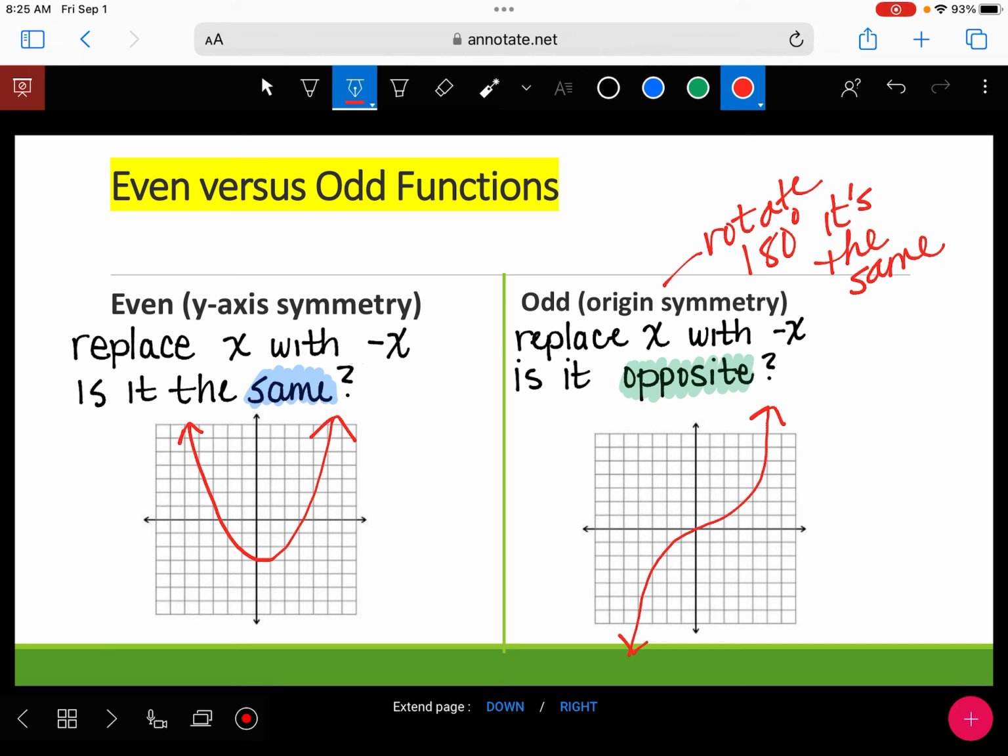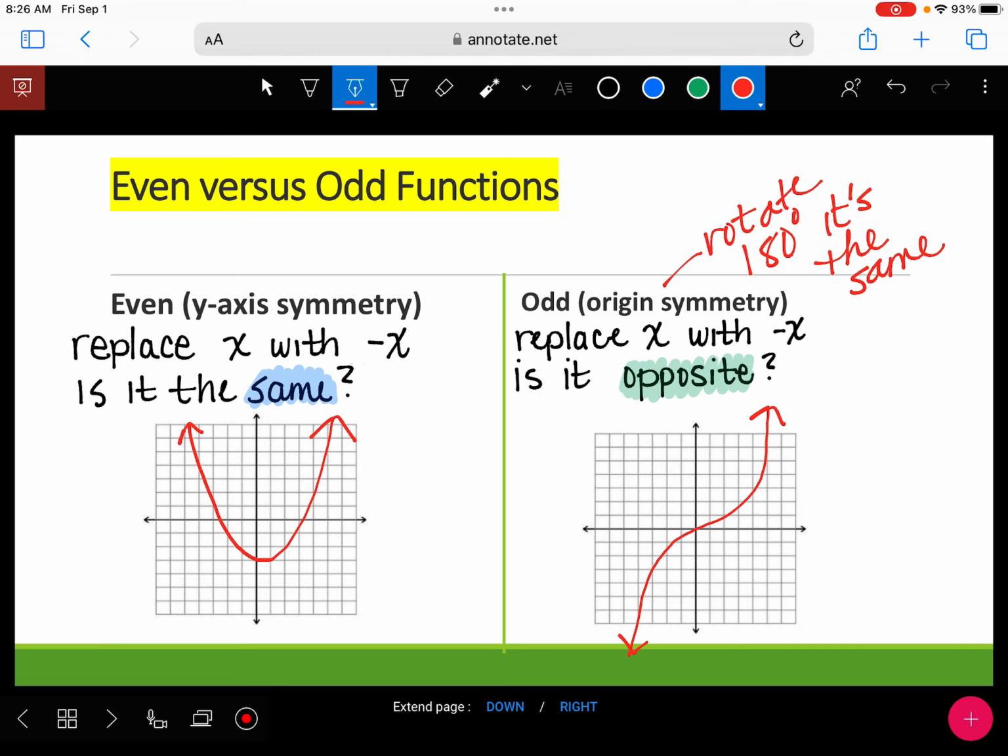For if it's the opposite, because we're getting ready to do example 1, you'll see that if we replace x with negative x, and every term flips, that means it's opposite and it's odd. So once we go through the examples, it'll probably make a little bit more sense.